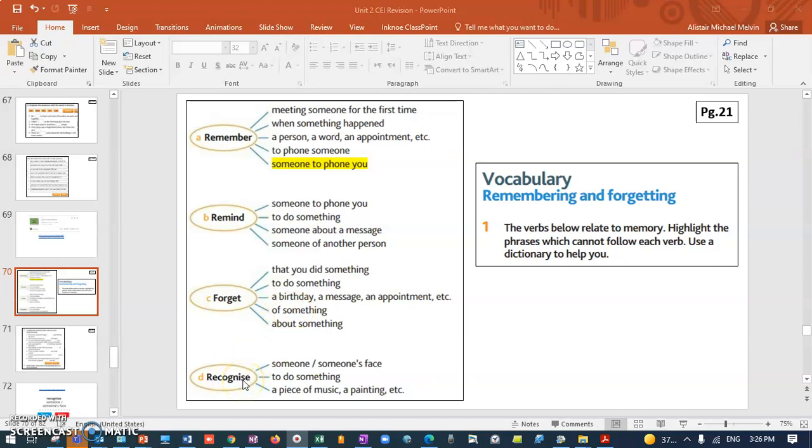Recognize, which is the wrong one? This one. Again, you can't say recognize to do something. You just either recognize or you don't recognize. That's it. So recognize someone's face. If maybe you didn't see this person for a long time, and then you remember their face, you can recognize. Same with a piece of music. Think, oh, what's that music? And then you remember who made the music. Okay. All right.